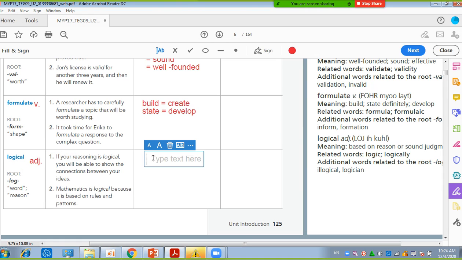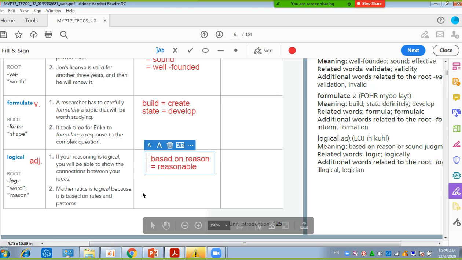And the meaning. Now, if you are asked to give a reason for an action that you did, the reason that you should give should be a logical reason. So what is the meaning of logical? It means that it's based on reason. It's right, okay, based on reason. It should be reasonable. Should be reasonable, logical.